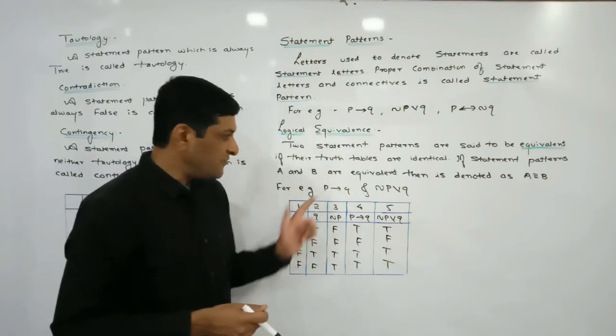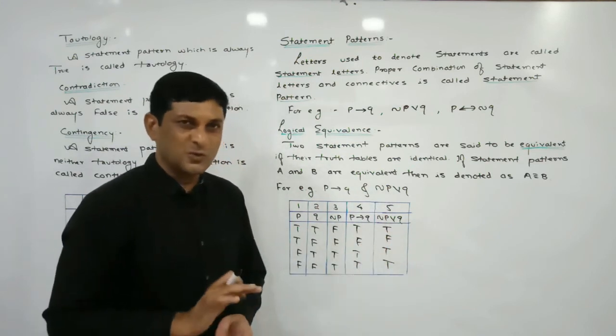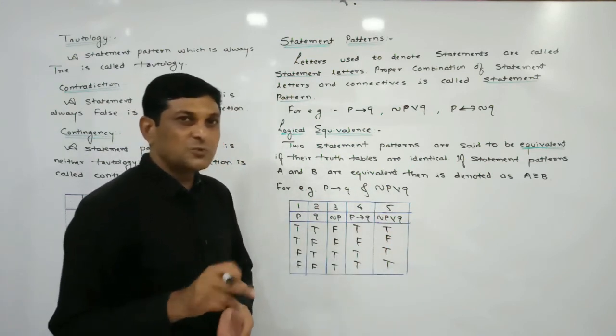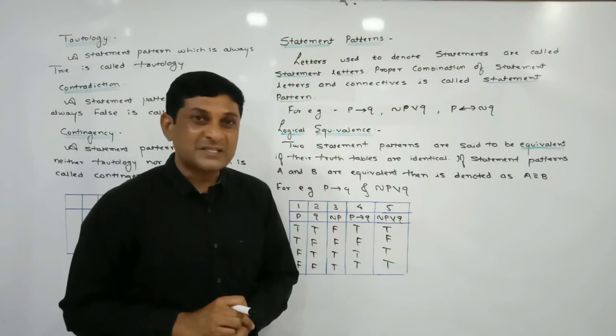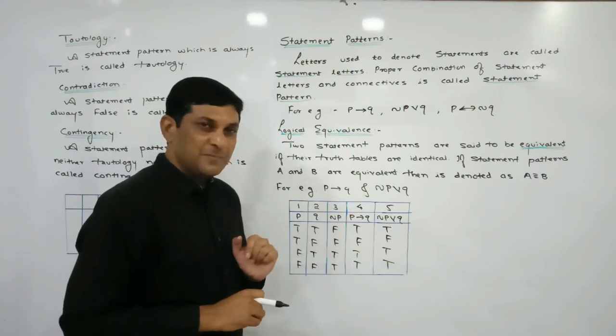So the truth value of the first statement is known and the truth value of the second statement is also known to us. Now check whether the truth values of both statements are exactly the same or not. So what are the truth values of P implies Q?